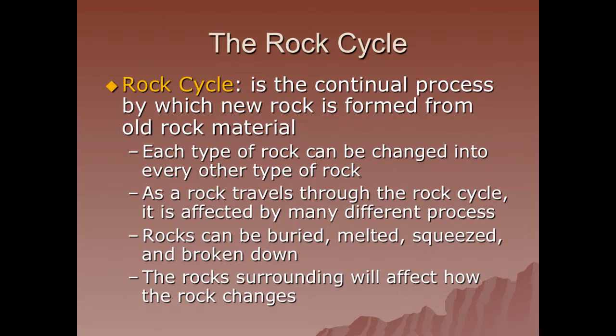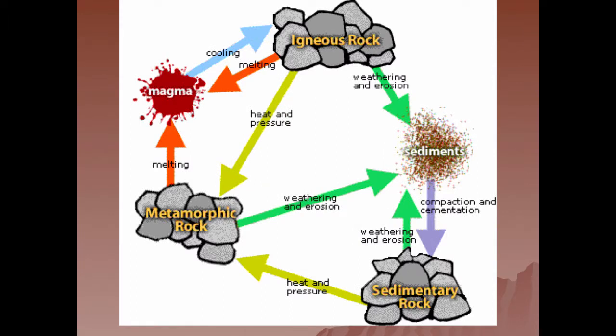and the rocks surrounding them will affect how the rock changes. All right, so here's a picture of the rock cycle, and I want you to go ahead and pause the video and write this down, and I want it to be a very nice, good, detailed drawing of the rock cycle. So if you'll notice, there are three different types of rock. You have igneous, metamorphic, and sedimentary, and the rocks can change from one form to another. So like I said earlier, it's more about you practicing and looking at the processes.